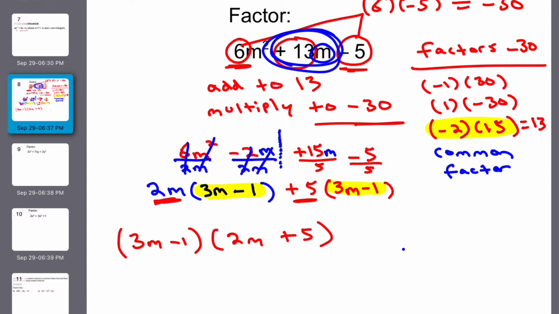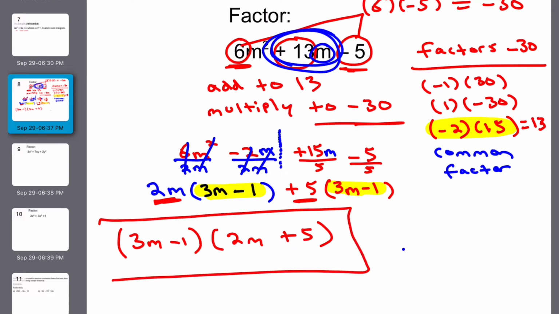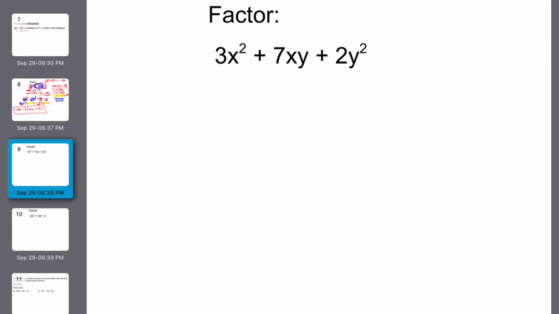Okay, and this right here is our final answer for this one. Okay, so 3m minus 1, 2m plus 5. Those are our two factored answers here. Okay, so a couple more steps than simple trinomial, but I wouldn't really call it complex. Okay, let's do another one here.